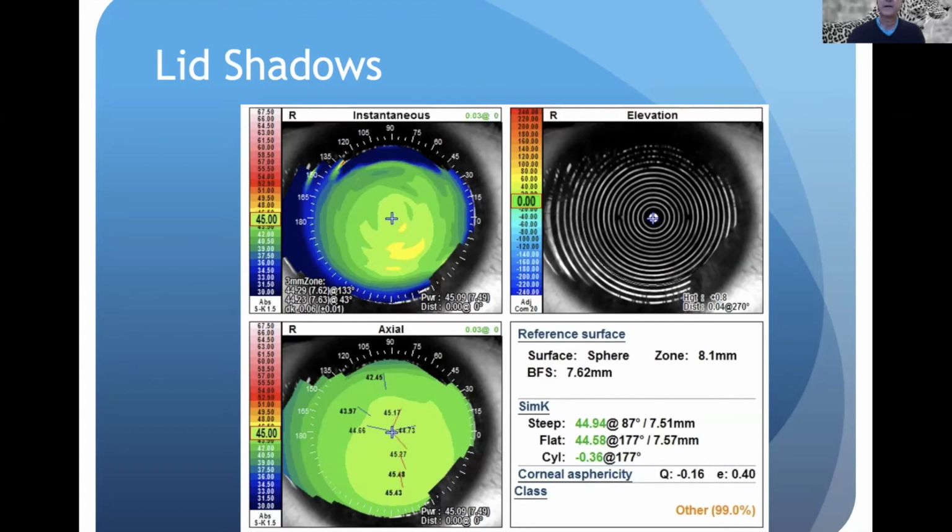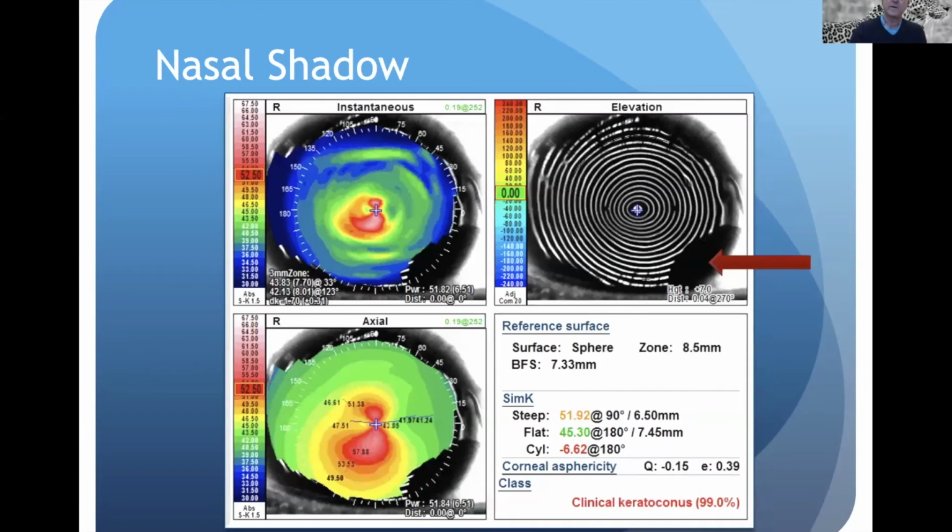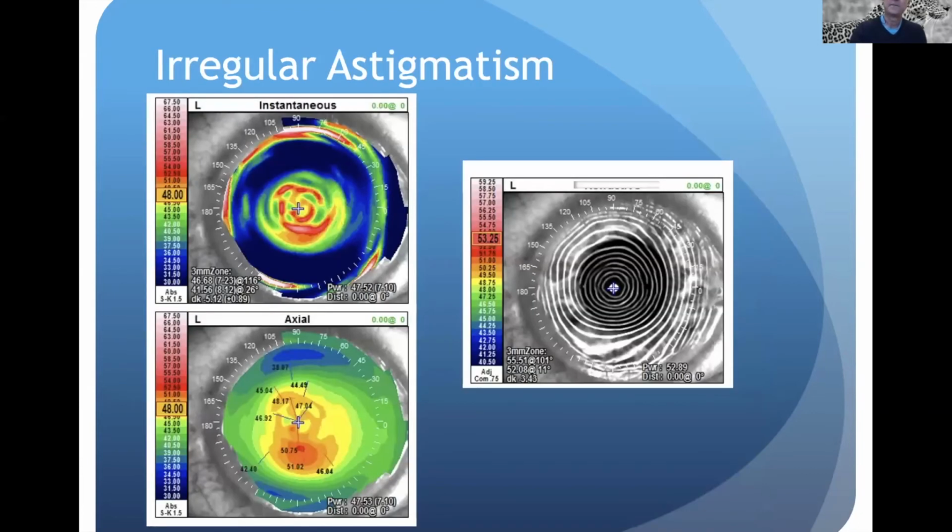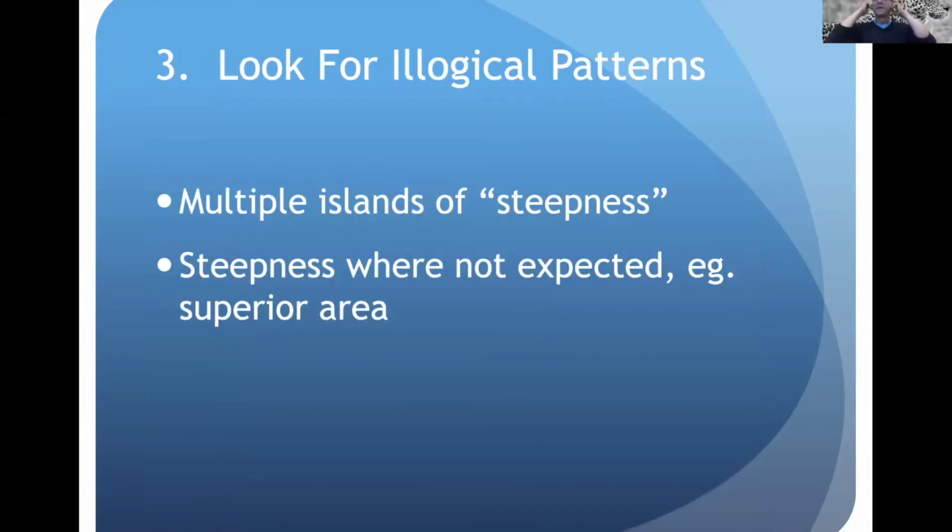Now, if we go back to this one here with the irregular cornea, if you think it's due to dryness, don't put artificial tears in, but rather use just balanced salt. So keep a bottle of balanced salt solution beside the topographer.